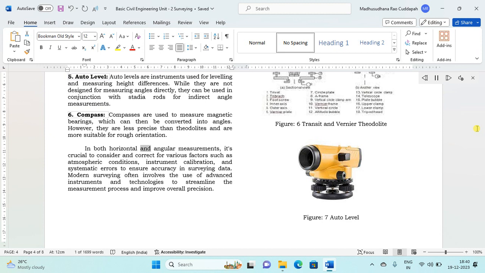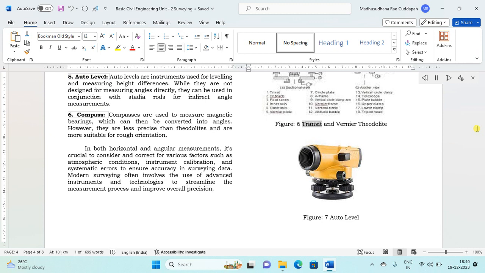In both horizontal and angular measurements, it's crucial to consider and correct for various factors such as atmospheric conditions, instrument calibration, and systematic errors to ensure accuracy in surveying data. Modern surveying often involves the use of advanced instruments and technologies to streamline the measurement process and improve overall precision.